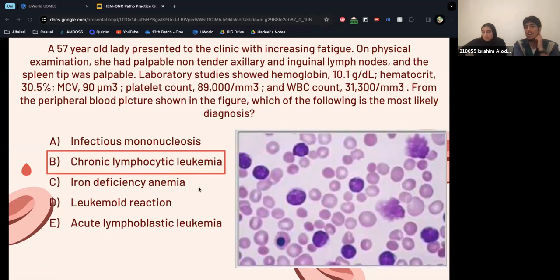It's correct. This is CLL, and smudge cells are the characteristic thing in CLL. Basically your lymphocytes get so weak that when they put it on the slide, it ruptures them and then they become smudge cells. Is that clear?